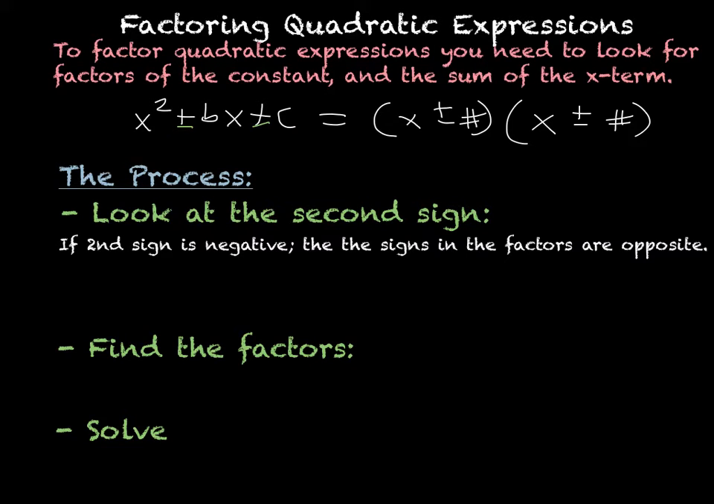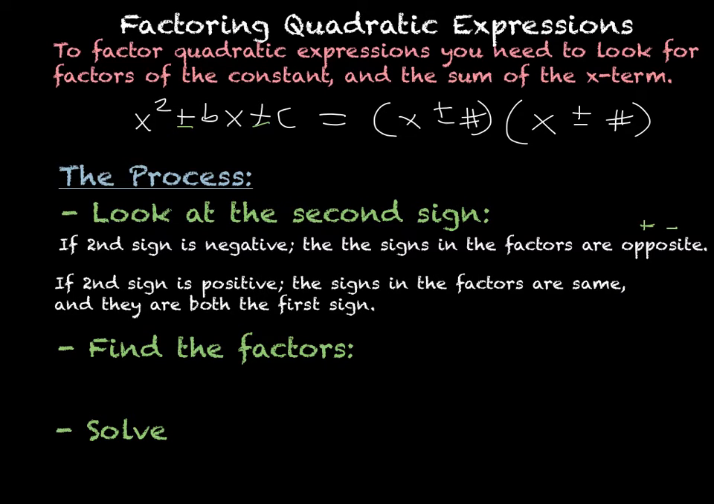If the second sign is negative, then the signs in the factors are opposite. So that would mean that there is one positive and one negative. And then you just need to figure out which one is which. If the second sign is positive, then the signs in the factors are the same, and they are both whatever the first sign is. So you look at the second sign, and then that tells you if they're opposite or if they are what the first sign is.